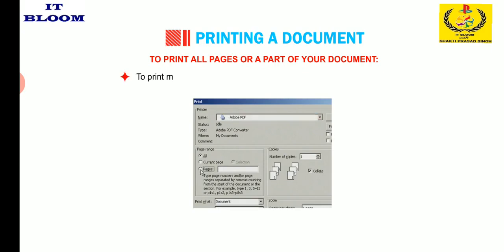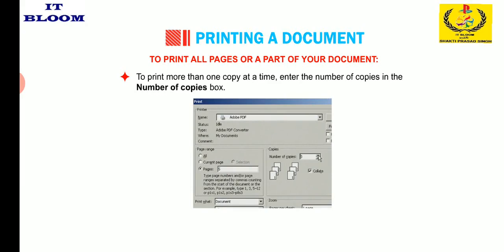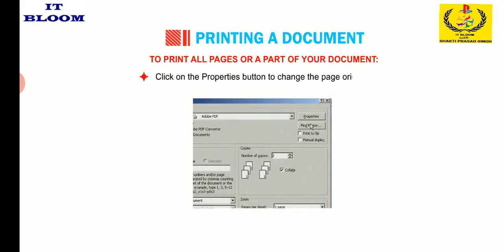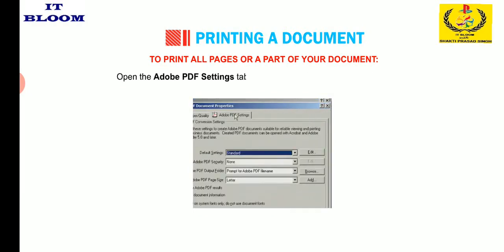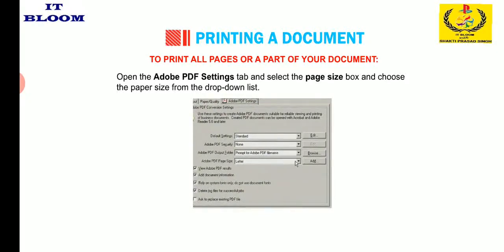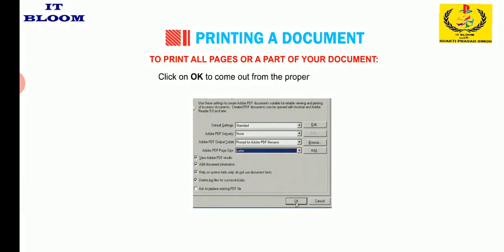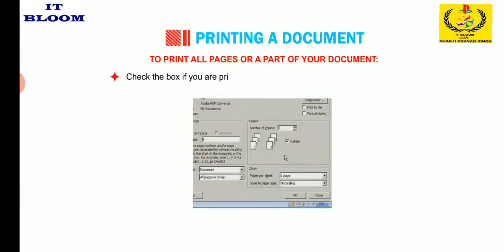To print more than one copy at a time, enter the number of copies in the Number of Copies box. Click on the Properties button to change the page orientation. Open the Adobe PDF Settings tab and select the Page Size box and choose the paper size from the drop-down list. Click on OK to come out of the Properties dialog box. Check the box if you are printing multiple copies of a multiple-page document. Click on OK to print the document.